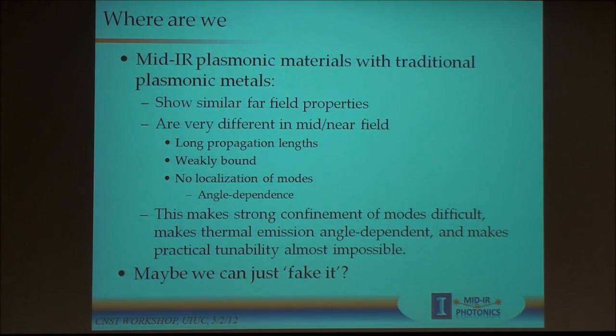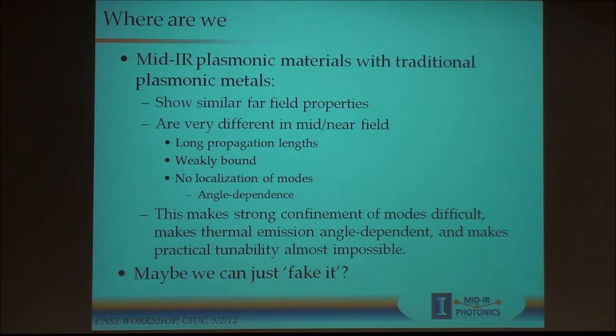Well, it means if we're using traditional plasmonic metals, in a way, we're sort of hamstrung. So the far field properties are great, and they look exactly like plasmonic structures in the shorter wavelengths. But things are very different in the mid and the near field. We have these long propagation lengths. These are weakly bound modes, and we can't get the localization of modes that we really want to be able to interact this light with molecules. And furthermore, because we have these propagating modes, there's an angle dependence to the interaction with free space radiation. So this makes strong confinement difficult. It makes tuning practically impossible.